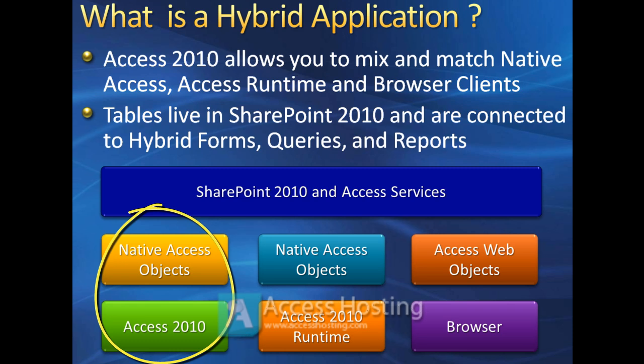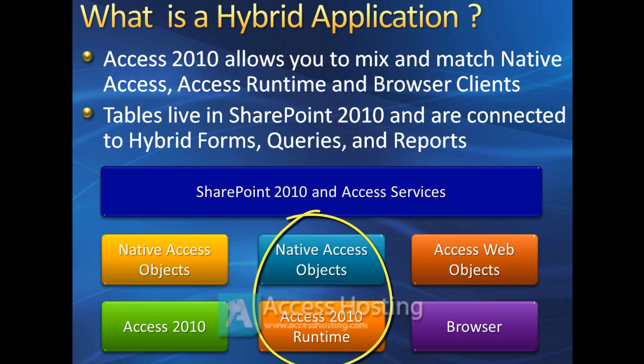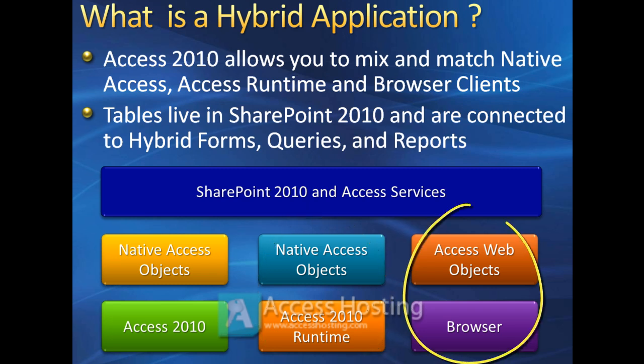Put simply, a hybrid application is a combination of native Access objects running in Access 2010, native Access objects in the runtime of Access 2010, and Access web objects in the browser, all running against SharePoint 2010 and Access services.